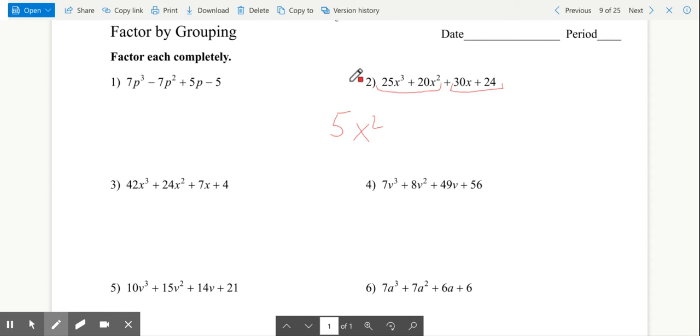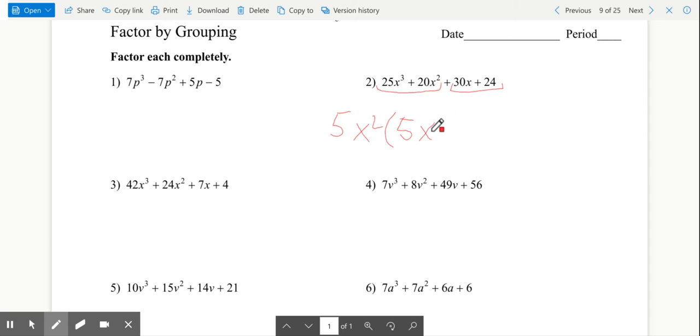Then to figure out what goes in my parentheses, I need to divide each term by 5x squared. So 25 divided by 5 is 5. And then x to the third divided by x squared. Remember, we just subtract the exponents. So 3 minus 2 is just 1. So that's just x to the 1, or I don't even have to write it. I don't have to write 1 when it's an exponent.